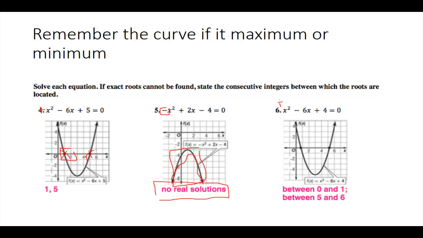Here, after you graph this function, we found the intercept between the curve and x is 1 right there, and 5. So the intercept here represents the solution of the curve. So the solution will be 1 and 5.